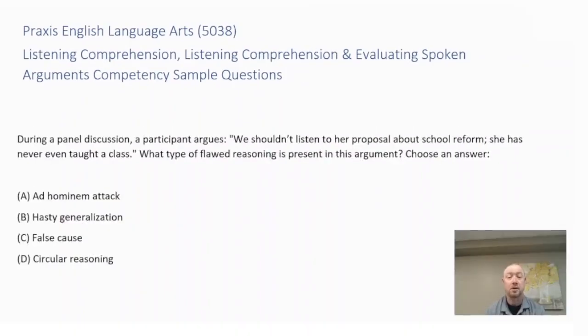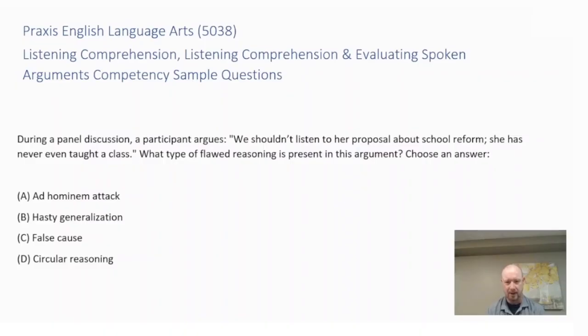During a panel discussion, a participant argues we shouldn't listen to her proposal about school reform. She has never even taught a class. What type of flawed reasoning is present in this argument? Choose an answer. Is it A, ad hominem attack, B, hasty generalization, C, false cause, or D, circular reasoning?